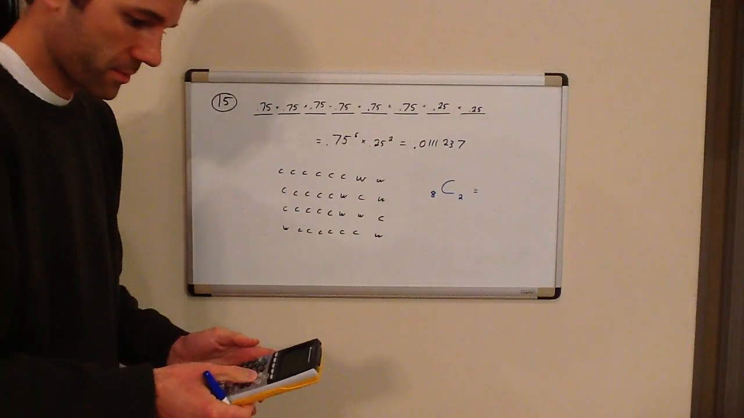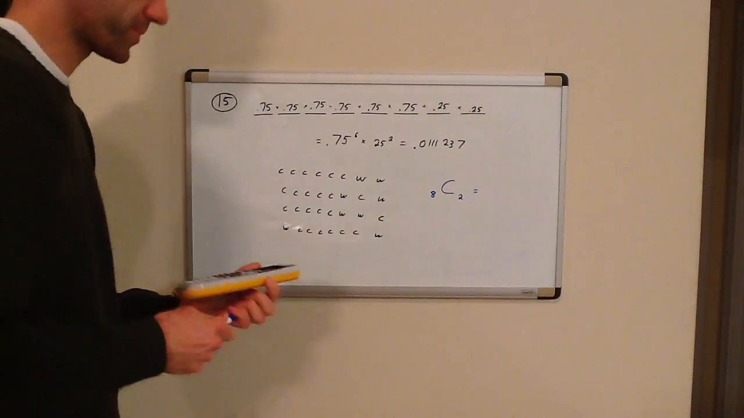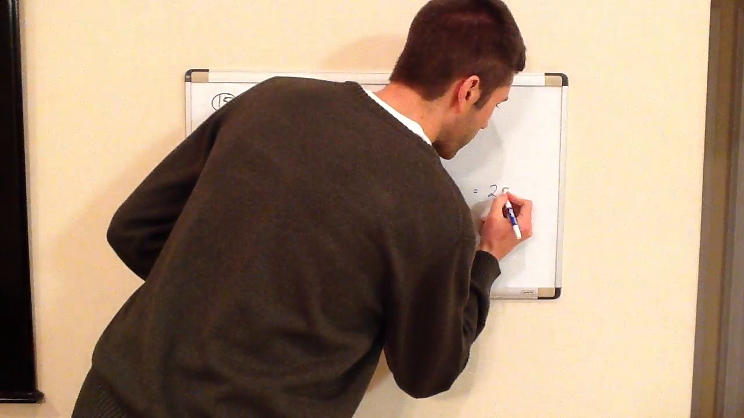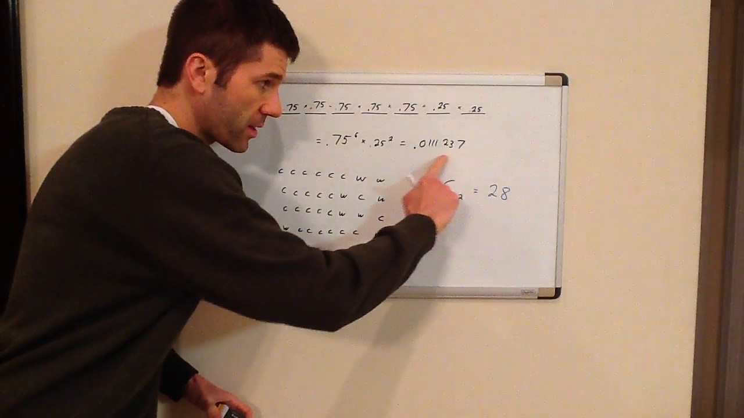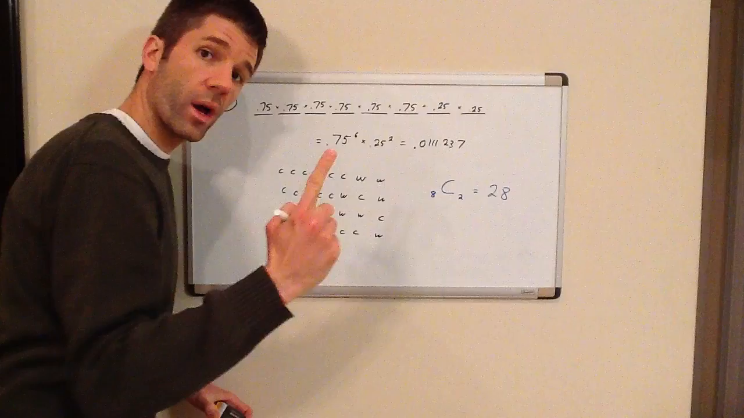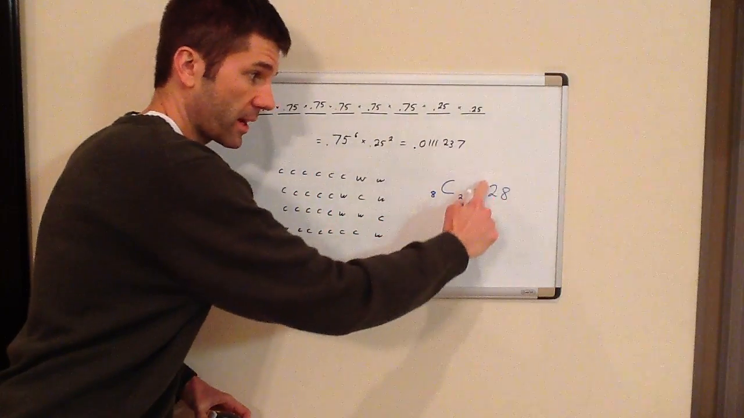So 8C2 is going to give us 28. There are 28 ways this can happen. Well, this is the probability that it happens in one particular way, and there's 28 ways that it could happen.